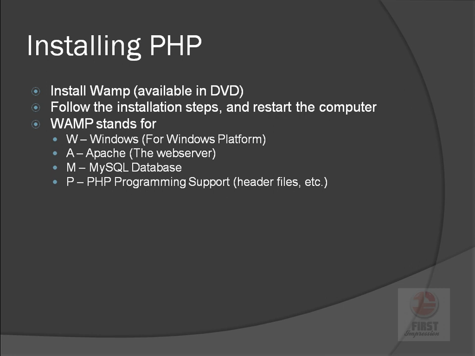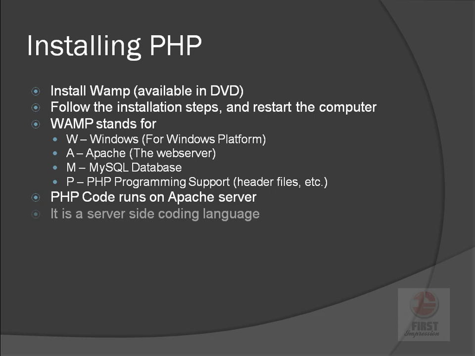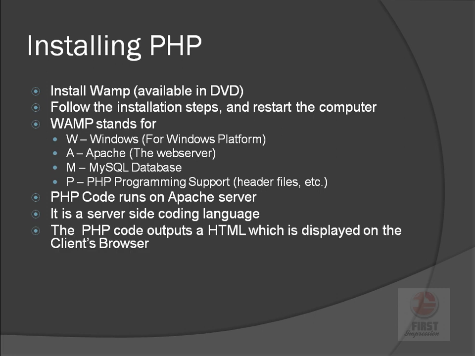So the web server that you have on your computer is an Apache web server. That web server is running a PHP code in the background, and that PHP code has the backend as a MySQL database. That is why you are doing the installation for WAMP. PHP codes run on the server of Apache. It is a server-side coding language, that you have to understand, that the PHP language will be running on the server and it will be giving you an output HTML which will be displayed on the client's browser. So whatever programming you do on PHP will output an HTML. That HTML will be displayed on the client's browser.